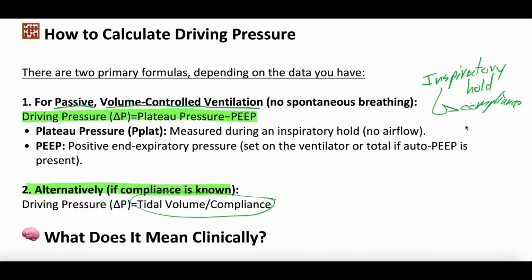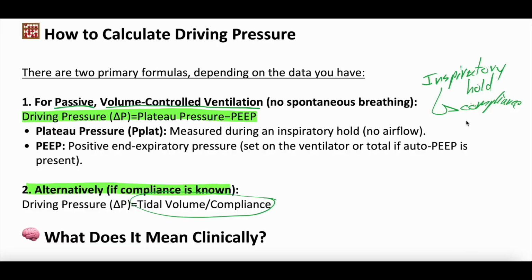And if we really think about this, what we're saying is I'm going to push a breath in and hold it, which is going to help me just see alveolar pressures, lung compliance. And I'm going to subtract the PEEP from that. And it's going to give me a number. And the lower the number, the better, which essentially means the higher the PEEP and the lower the plateau pressure, the better. Whereas if the plateau pressure is going up more than the PEEP is going up, the driving pressure will be higher, and that is worse.